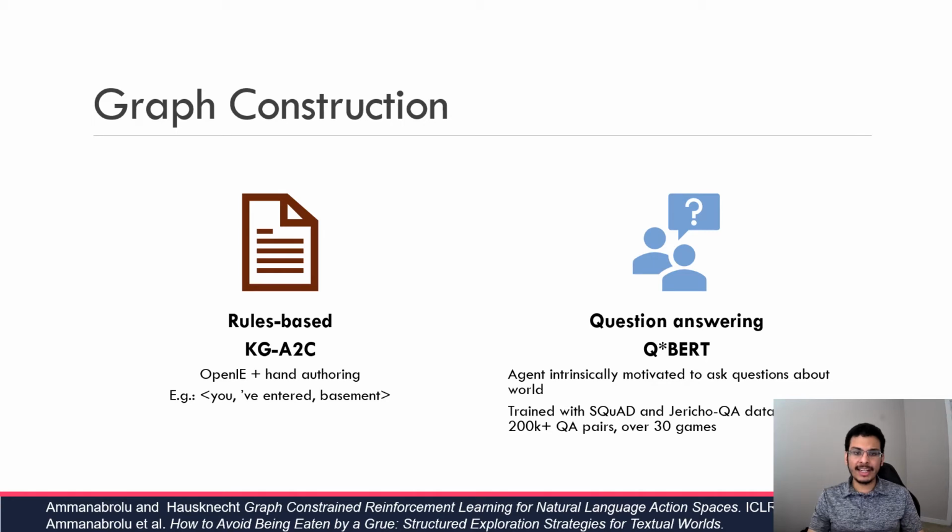And on the right here is what we're doing in this paper, which is to frame it as a question answering problem. In this problem the agent is intrinsically motivated to ask questions about the world, and then it answers the questions that give it more information to help it better understand the world. We're going to see a little bit later that this helps us generalize better and provides better sample efficiency.